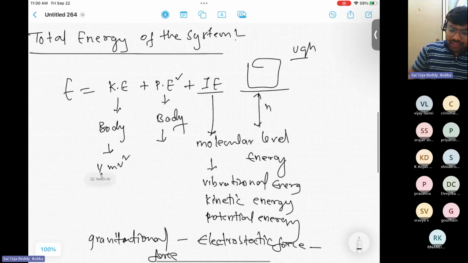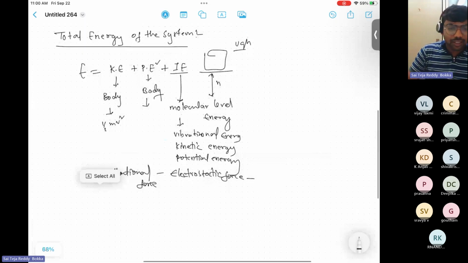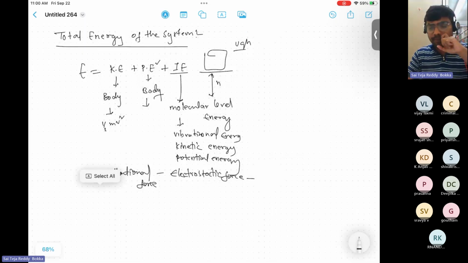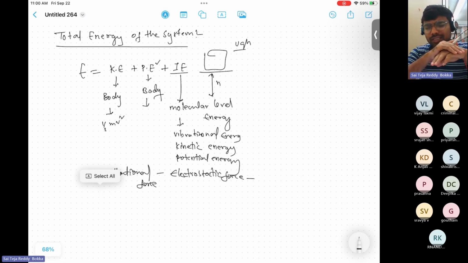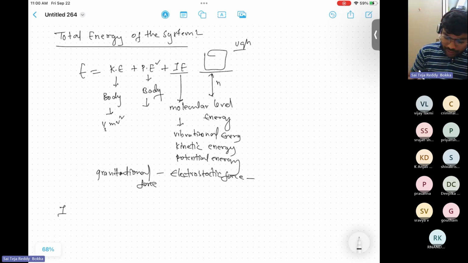So we'll discuss the total energy for ideal gases. We will almost always take an ideal gas, because we consider total energy mostly for ideal gases. Okay?